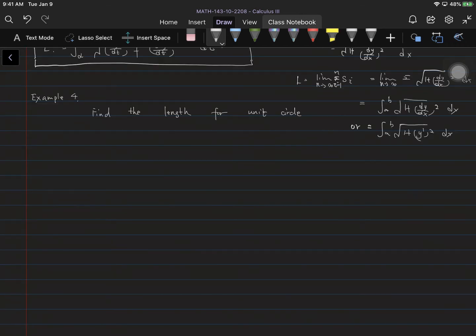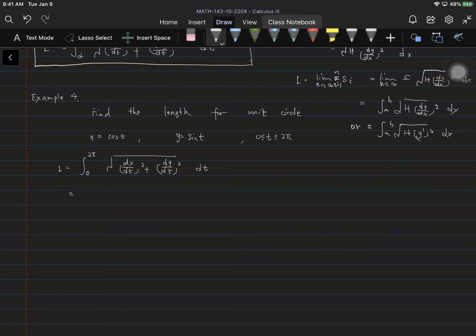Example 4, find the length of the unit circle. So for the unit circle, we know the parametric equations are x equals cosine t, y equals sine t, t from 0 to 2 pi. Okay. So this means one full circle, right? So right now we're going to use the formula to find the arc length. Let's set up the integral. Alpha to beta, for this case, is 0 to 2 pi, and the square root of dx dt over, let me write down the formula firstly, and then we plug in the functions, dt.